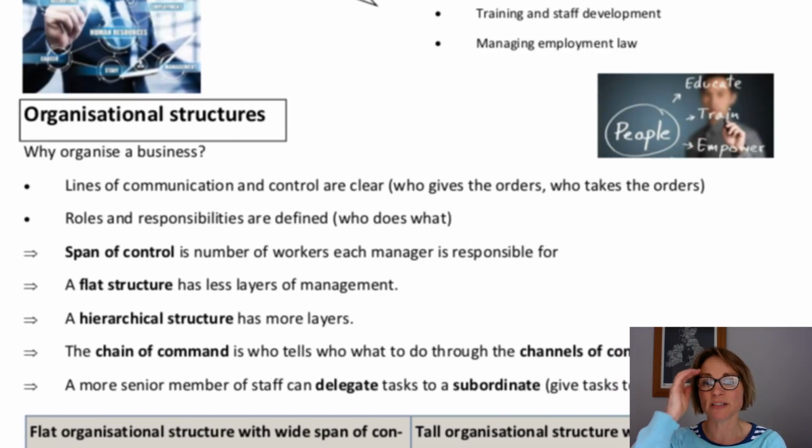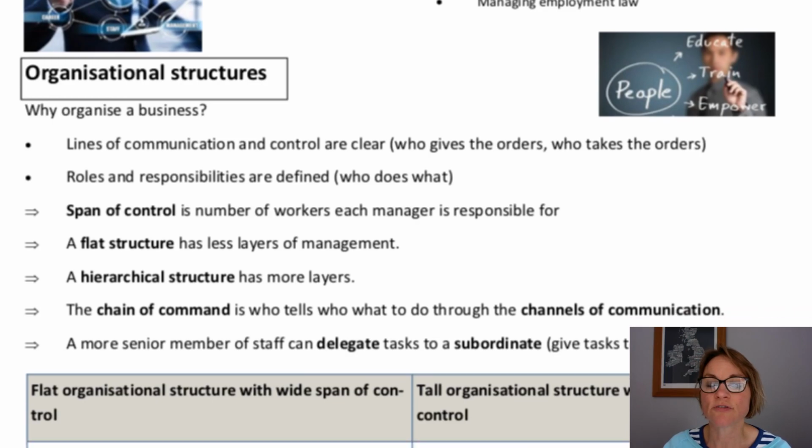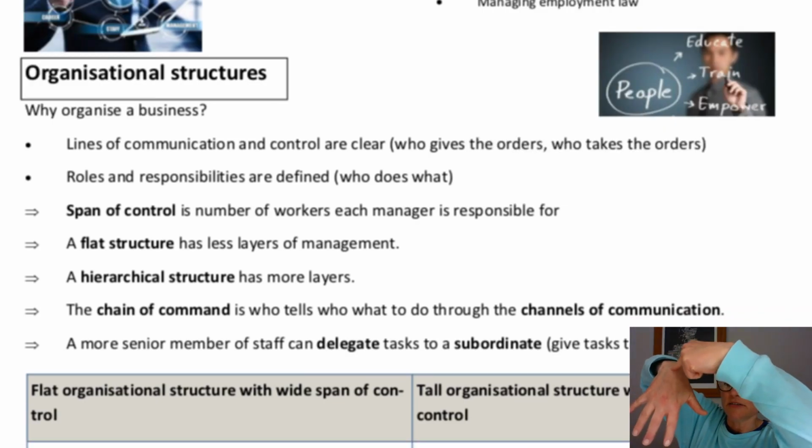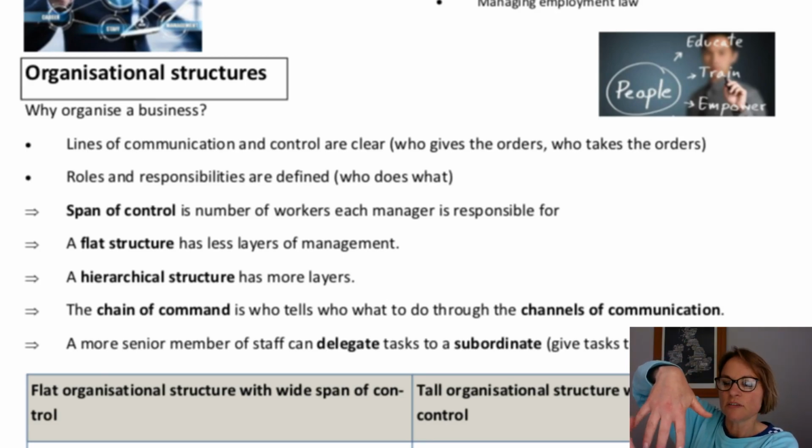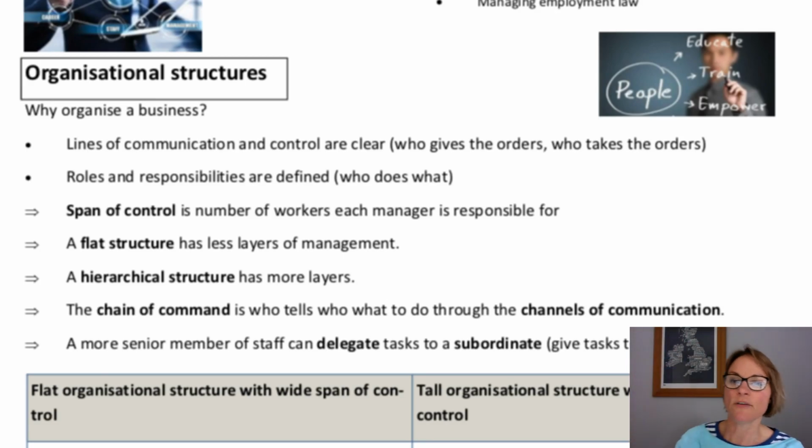Now, organisational structures, why do we need them? Well, you might say a small business doesn't really need to have anything complicated, but in a bigger business, you need to know who's doing what, who's giving the orders, who's taking the orders. Span of control, how many workers? I always say think about a hand span. So you've got the manager at the top and they're responsible for so many workers beneath them. A flat structure has less layers of management. A hierarchy or a tall structure has more layers of management.